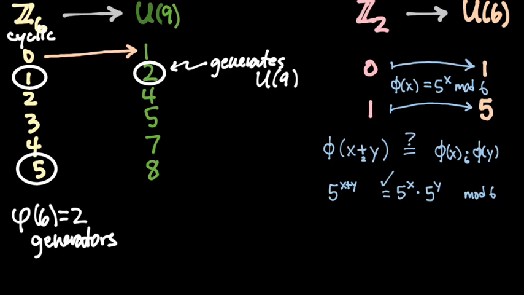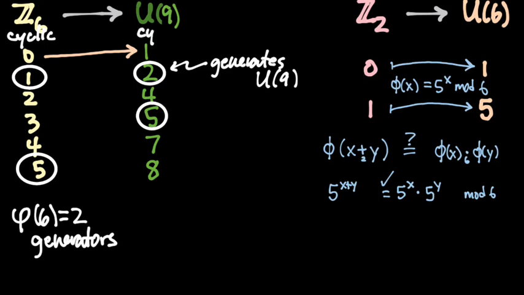And because 2 generates this group, what also for sure generates this group? The inverse of 2. And what is the inverse of 2 mod 9? Because 2 times 5 is 1, mod 9. And now that I've found 2 generators, we can stop, right? Because there can't be any more than 2 generators because it's a cyclic group of order 6.